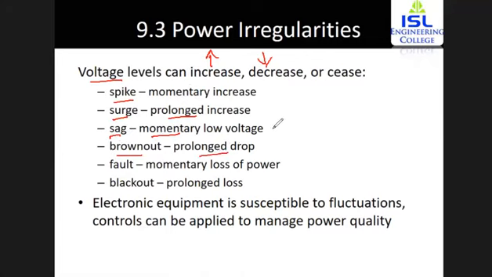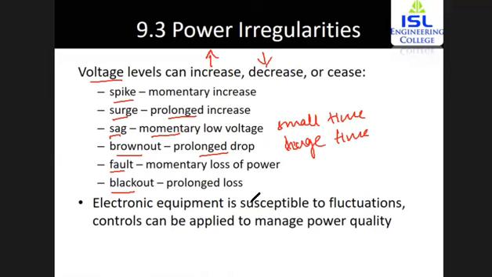Now momentary drop means it is going to be dropped for some small amount of time, whereas prolonged means for a huge time there is going to be a drop in the voltage. Fault means momentary loss of power. That is, for some specific time the power goes and then it backs up. Blackout means complete prolonged loss.